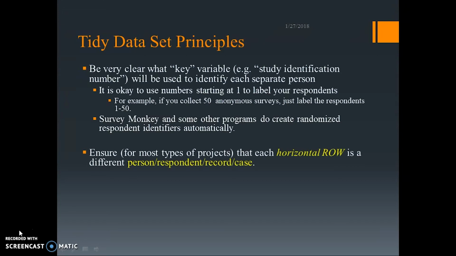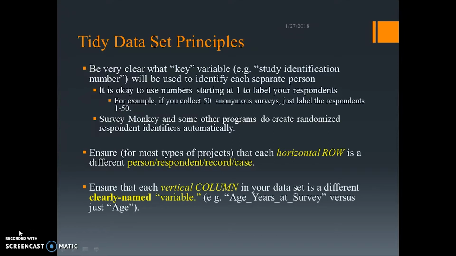Ensure for most types of projects that each horizontal row is a different person, respondent, record, or case, whichever you would like to call it. And then ensure that each vertical column in your data set is a different, clearly named variable. So what you collected. Clearly named, for example, age, years at survey versus just age.